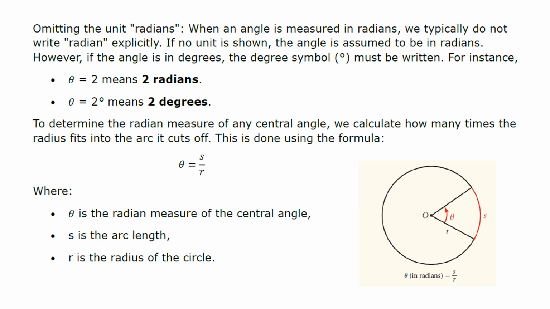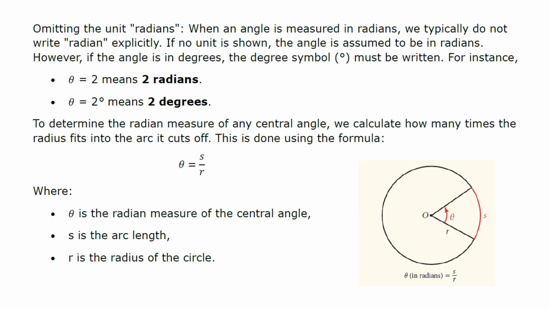Omitting the unit radians: when an angle is measured in radians, we typically do not write radian explicitly. If no unit is shown, the angle is assumed to be in radians. However, if the angle is in degrees, the degree symbol must be written. For example, if theta equals 2, that means theta equals 2 radians. However, if theta equals 2 with this degree symbol, that would mean theta measures 2 degrees.